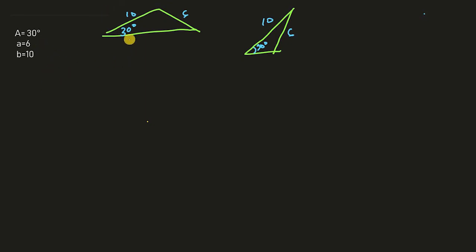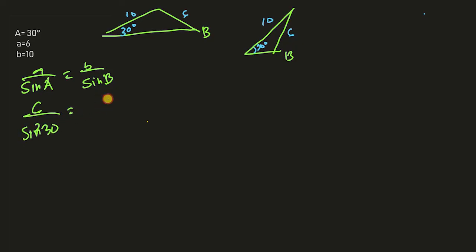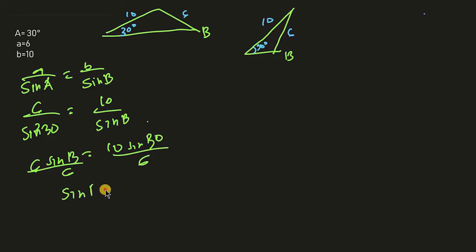So, to do that, we do sine law. Let's first solve in this triangle, the original triangle. So, that's sine A over A is equal to sine B over B. So, this is angle B, this is B. Okay? So, solving that, let's substitute values. That would be 6 over sine 30, which is equal to 10 over sine B. We are finding for sine B. Let's cross multiply. 6 sine B is equal to 10 sine 30. So let's divide both sides by 6. Sine B would be equal to 10 sine 30 over 6.